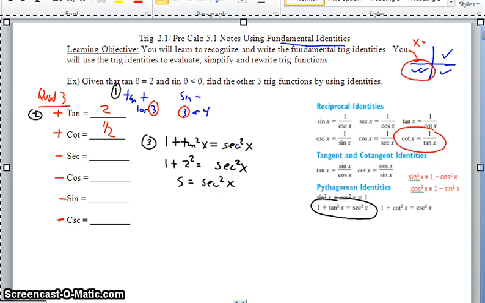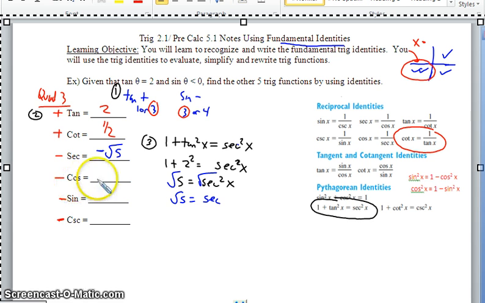And to solve for the secant, I'd have to get rid of the squared. So the square root of 5 is what the secant is. Now notice that algebraically I'm going to get a positive answer, but I know because of the third quadrant the secant should be negative, and that's where this is going to be very crucial. If I didn't take the time to do this, I would have written that down as a positive square root of 5, and I would have gotten this wrong.